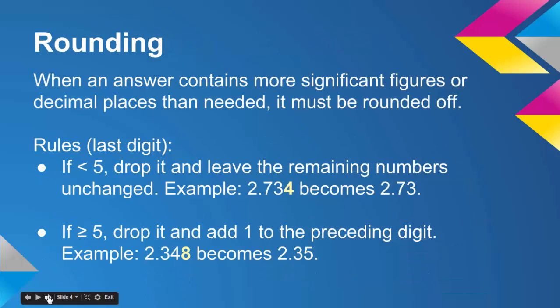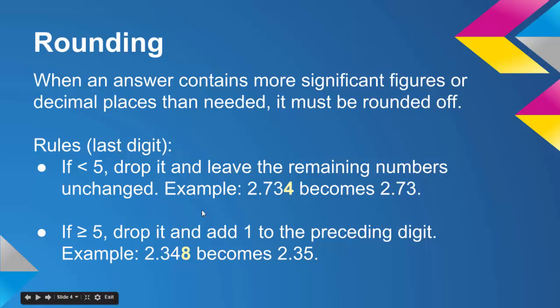Now, I see, Ms. Backus, that you did some rounding there in that last problem. Yes, I did, and we didn't talk about that. Yeah, so let's see what that is. When an answer has more significant figures or decimal places than the ones you need, you must round it off. So these are the rules that we're going to follow. If the last digit is smaller than 5, we drop it and leave the remaining numbers unchanged.